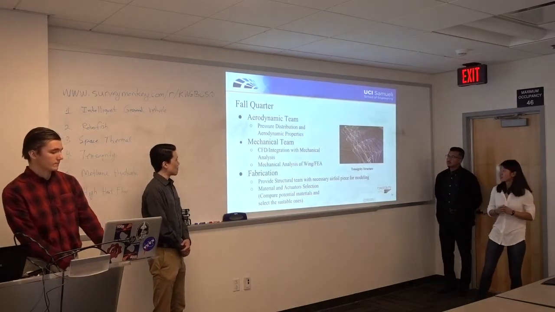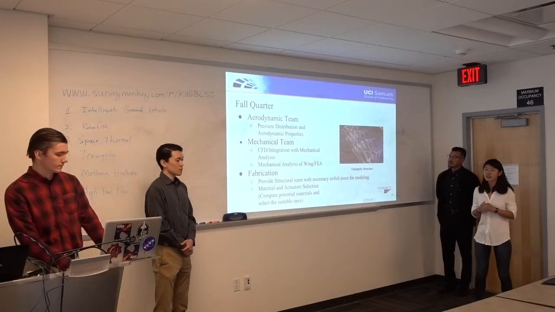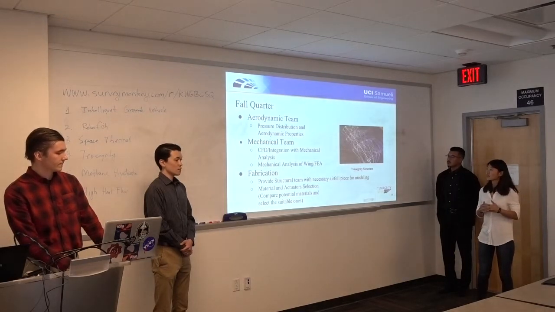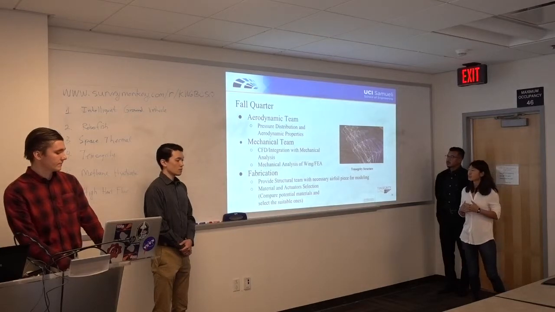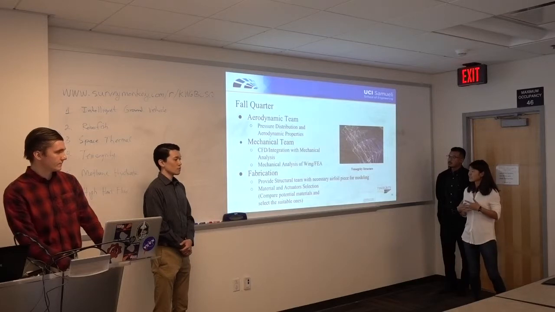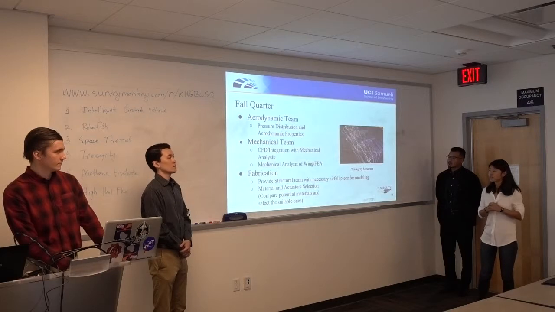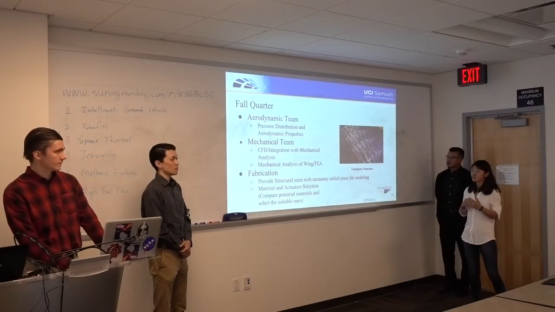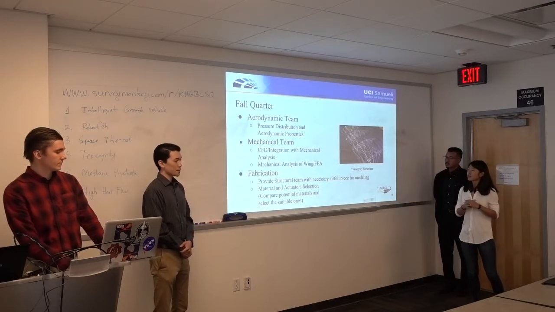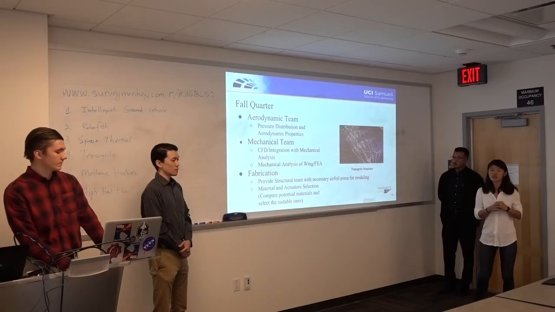So for fourth quarter, the aero team will focus on pressure, finding out the pressure distribution and the aerodynamic properties of the airfoil we're going to use and the wing. And the mechanical team is focusing on using CFD and FE to find out the mechanical properties. And fabrication is to select some potential materials and actuators according to the aerodynamic and mechanical teams, and provide the necessary airfoil piece for the mechanical team for modeling.